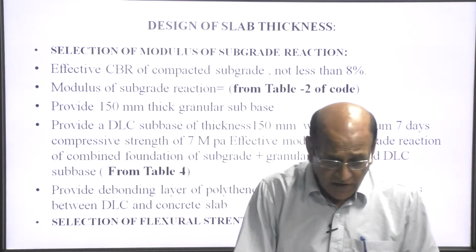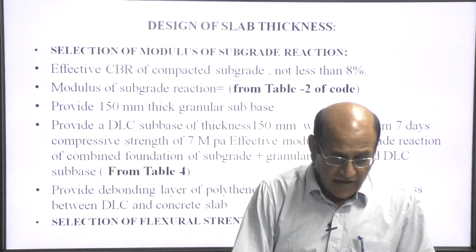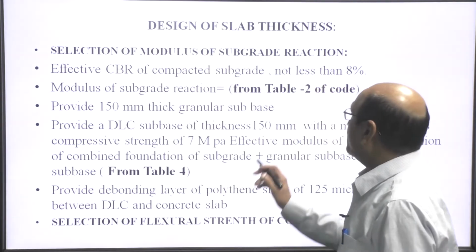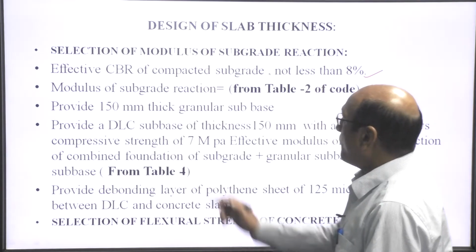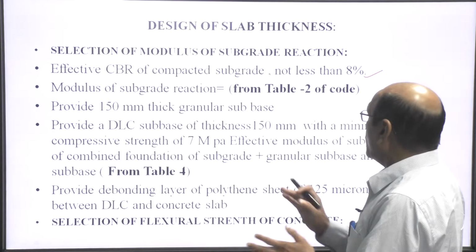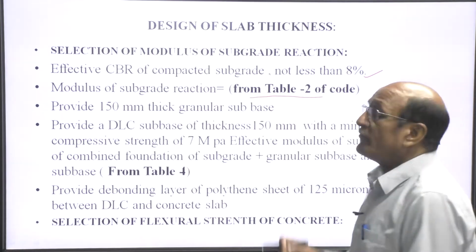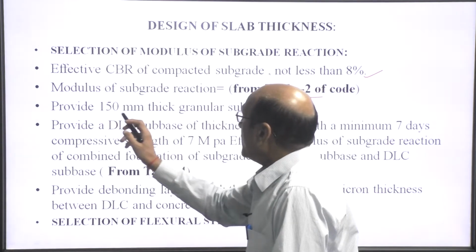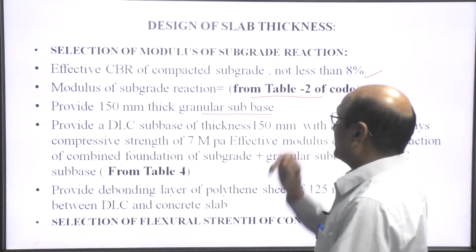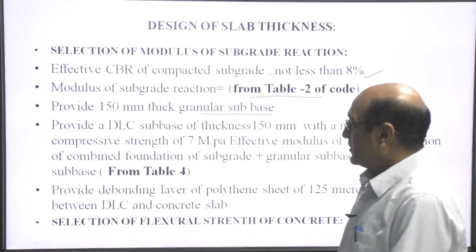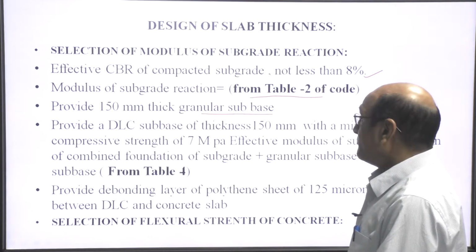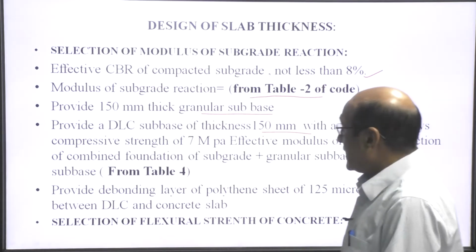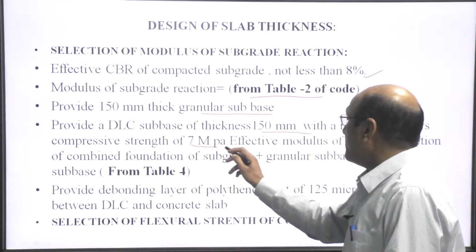Now, selection of modulus of subgrade reaction. The effective CBR of the compacted subgrade should not be less than 8%, as we have discussed earlier. Now, the modulus of subgrade reaction can be found from Table 2 of the IRC code 58. Provide 150 mm thick granular subbase. Now, provide DLC subbase of thickness 150 mm with a minimum 7 days compressive strength of 7 megapascal.